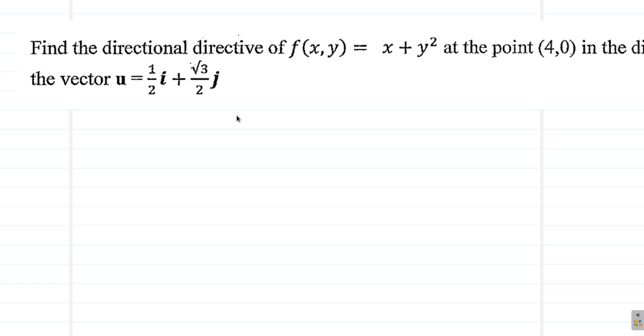Alright, so directional derivative. Remember, when you find the derivative, it means you differentiate. So you're going to differentiate the function. Directional means in the direction. The directions, when it comes to vectors, are i in the x direction, j in the y direction, k in the z direction. Alright?